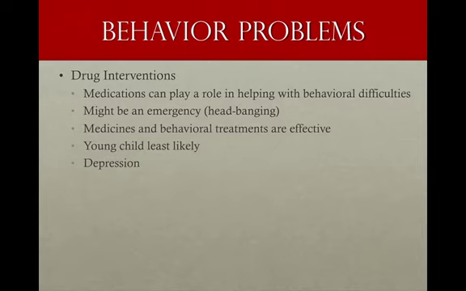So the text basically starts with the first intervention as drug interventions, and medications can play a role in helping behavioral difficulties. It might be, like I said, that it's an emergency with head banging or whatever the case is, and so there'd be a quick and dirty type of intervention as drug intervention. What seems to be really effective is the combination of medicines and behavioral treatments. Young children are least likely to be recipients of drug intervention. And your text also talked about depression again, in terms of we do have some effective drugs for controlling depression in any individual, and it works the same for individuals on the spectrum.